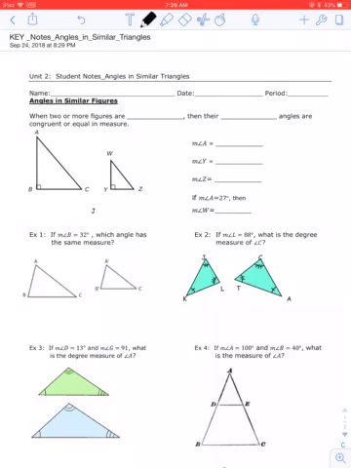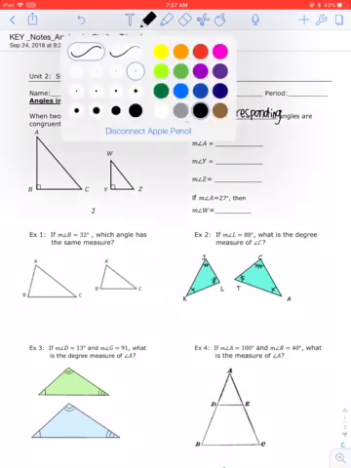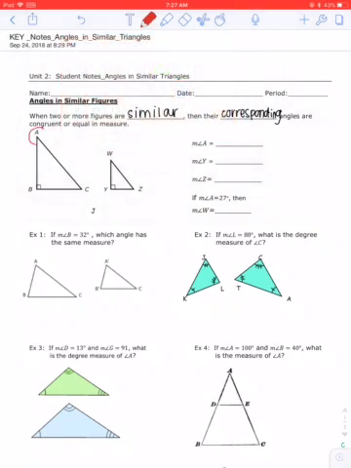When two or more figures are similar, then their corresponding angles, so corresponding is the word we're filling in here, are congruent or equal in measure. So what that means is that if I have angle A here, and I have the measure of it, then its corresponding angle would be right here. It's on the same part of the similar triangle. So measure of angle A is equal to measure of angle W.